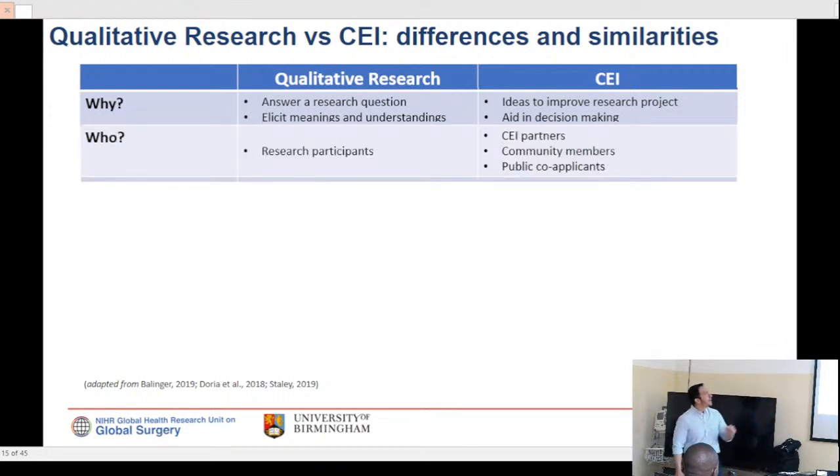In qualitative research, we have participants, but when you do CEI, we don't call them participants. There are many ways we call them. For example, you're having a photo and then you get ideas to improve on your photo. So when you do a pilot, it is to improve how you finalize your photo.